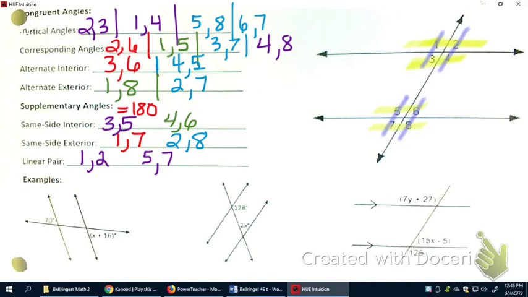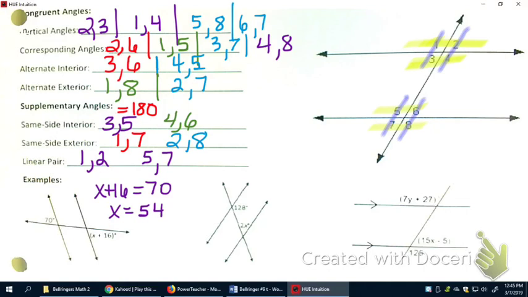It doesn't ask you what kind of angles it is, but sometimes if you know what kind of angles it is, it helps you to determine whether you should set them equal or not. So let's look at 70 and x plus 16. What kind of angles are those? Alternate exterior. So they are congruent, so I put one of them equal to the other. Okay? Subtract 16 on both sides. Is it 54? And then there's x. Okay?